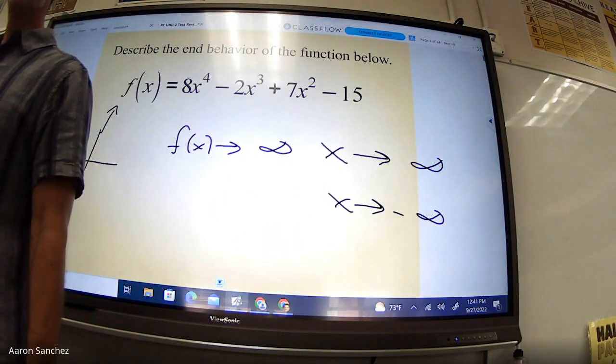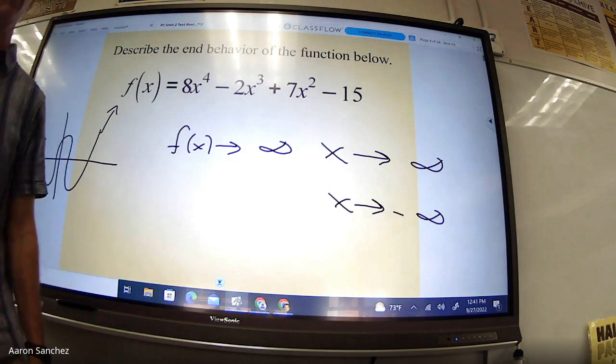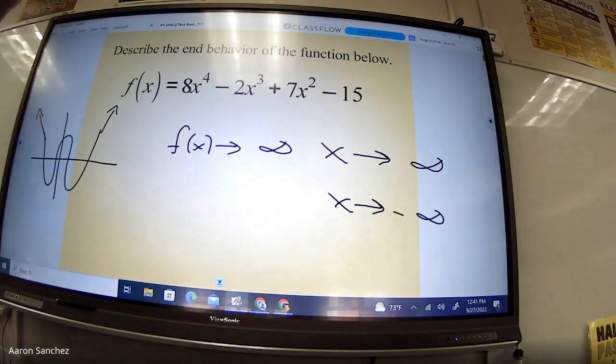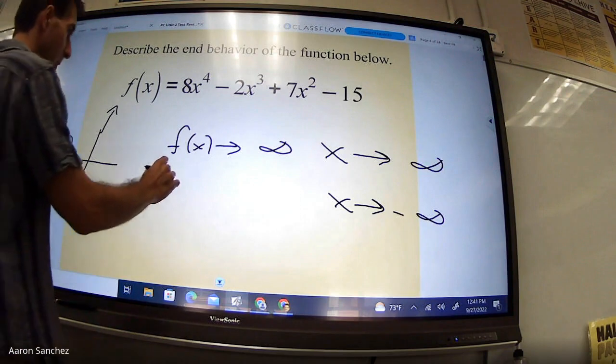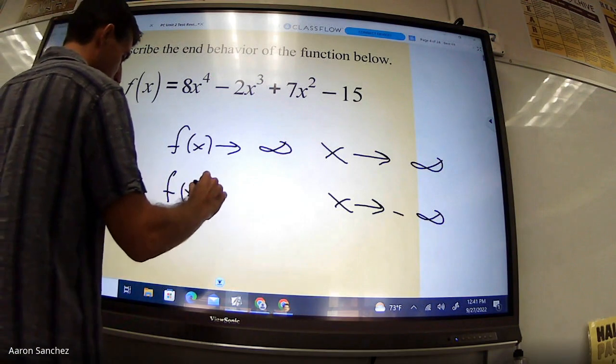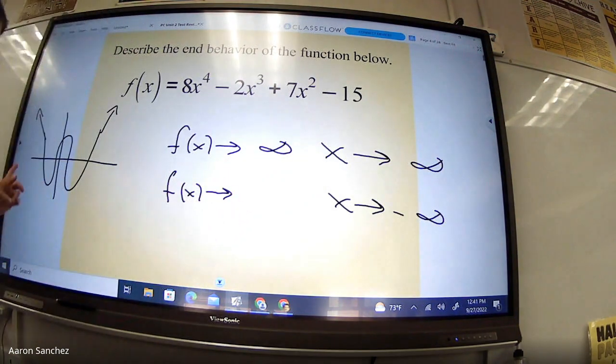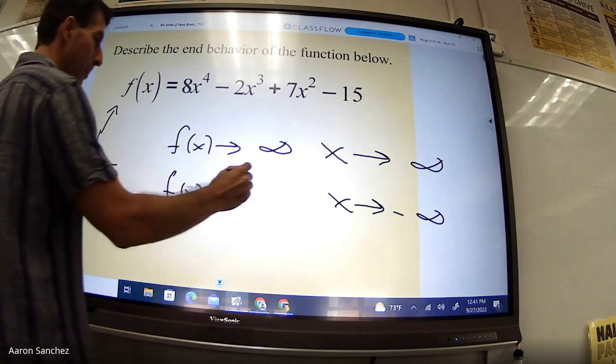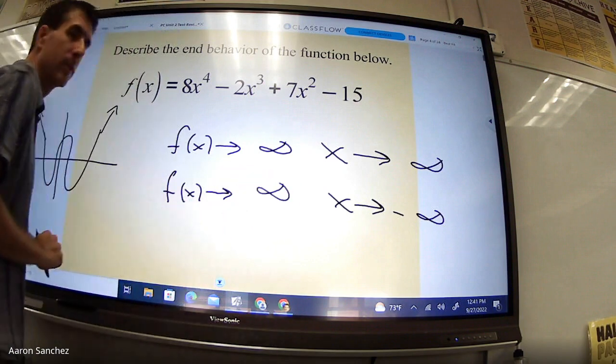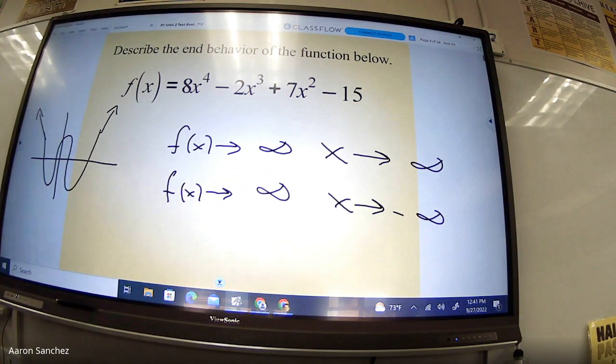What is y doing in that direction? Bella, what is it? F of x is what? In this direction, what is my y doing? Is it going up or is it going down? Positive infinity, it's going up, and that's how you're going to write it. Yes, Jackson.